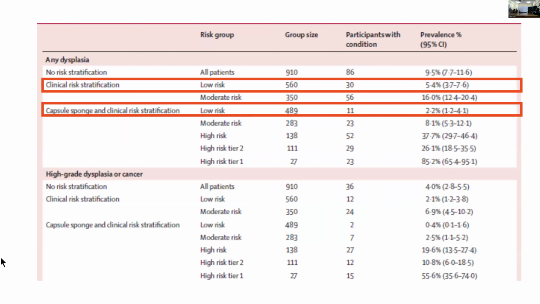Now, that same data that we saw in the previous graph, again in the form of a tabular column. Based on the clinical risk stratification, out of 560 patients, 30 patients went on to develop any form of dysplasia. In the second box that I've highlighted, based on the capsule and clinical risk stratification, in the low risk group, out of 489 patients, 11 patients, or 2.2% of patients, went on to develop dysplasia. Looking specifically at high-grade dysplasia in the low risk group, out of 489 patients, only 2 patients went on to develop high-grade dysplasia, which is about 0.4%.